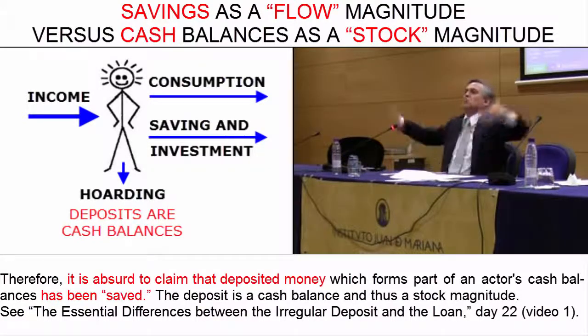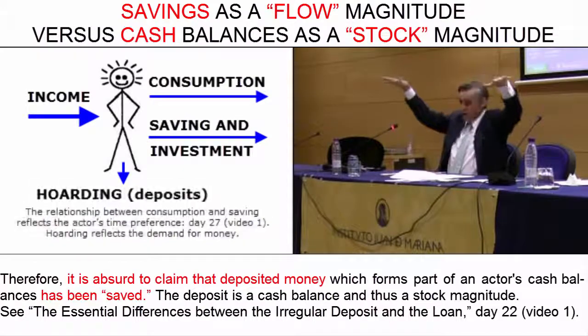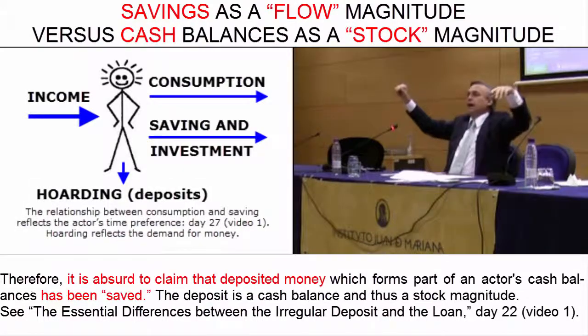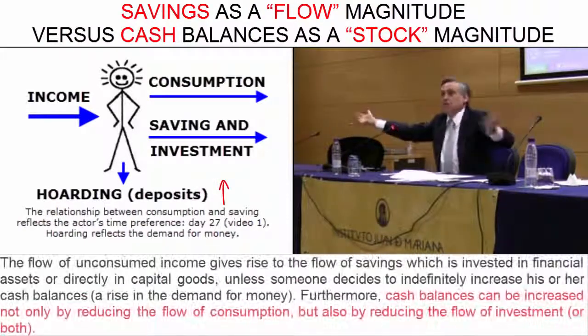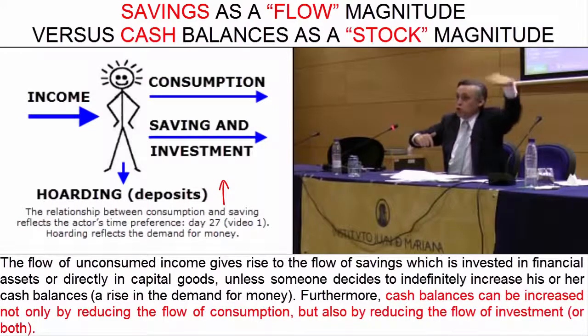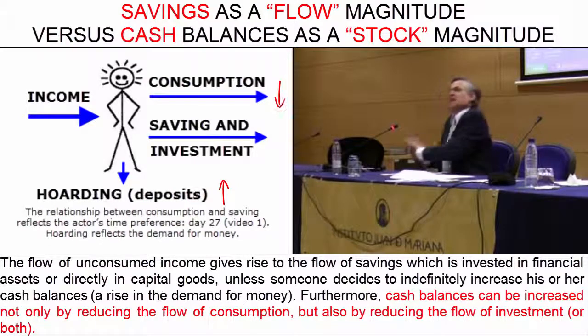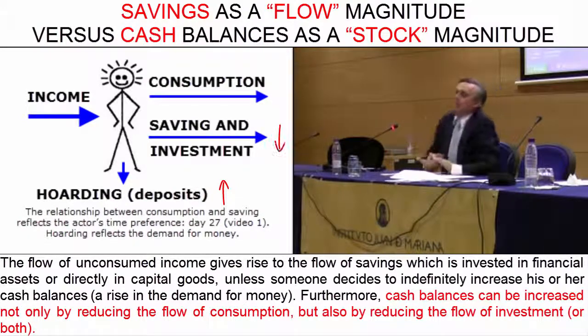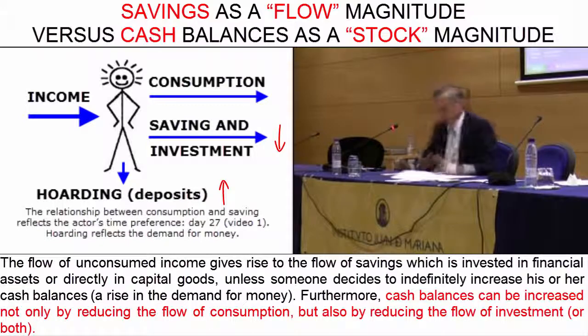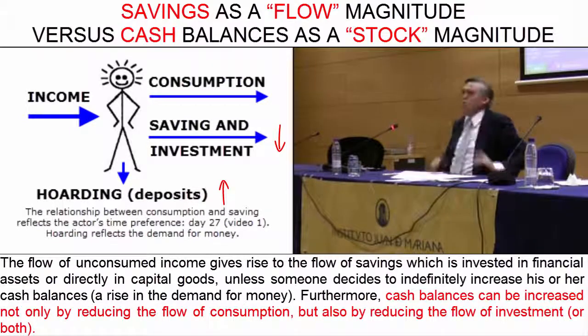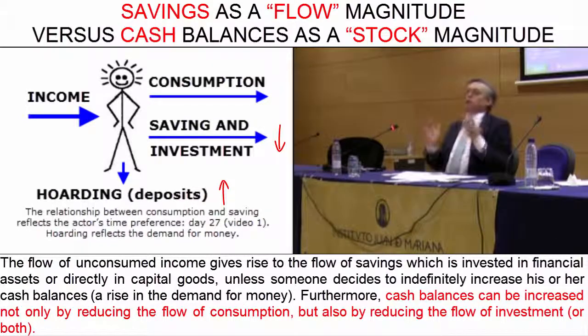Deposited money is a stock magnitude, and that stock magnitude can reflect any number of combinations regarding an individual's time preference. You can increase your stock of money or deposits, think of the water level in a swimming pool, either by reducing consumption or by reducing investment. You can also maintain the same flow of consumption and liquidate capital goods to raise your cash balances, in which case your deposits come not from saving, but from dissaving. In other words, you are, relatively speaking, consuming more and saving less.